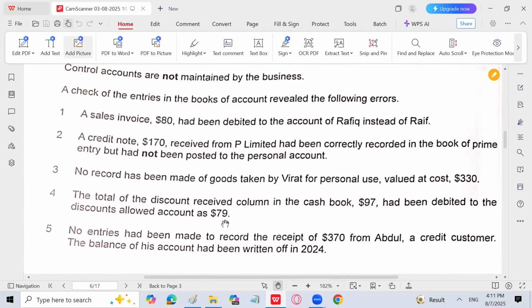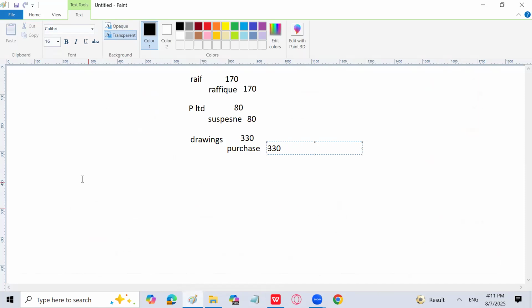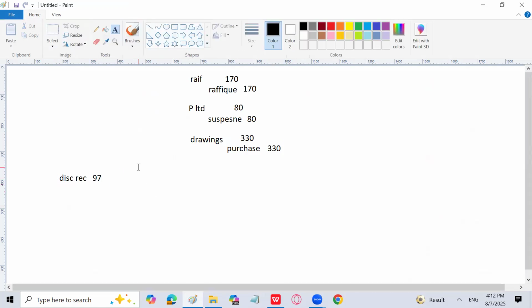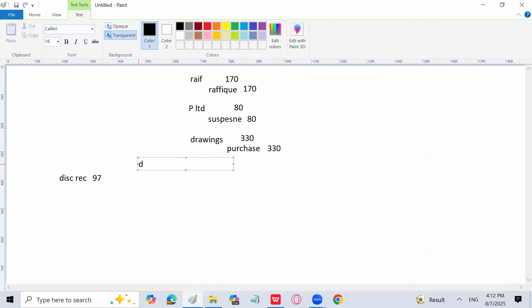allowed account as 79. So discount received is an income. It is going to be credited by 97. But instead of crediting by 97, we have debited discount allowed by 79. So let's go through the whole way. The correct entry should have been that we credit discount received by 97. But instead of crediting discount received, we have debited discount allowed with 79.